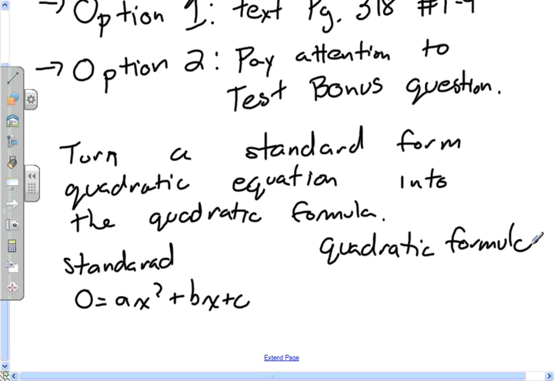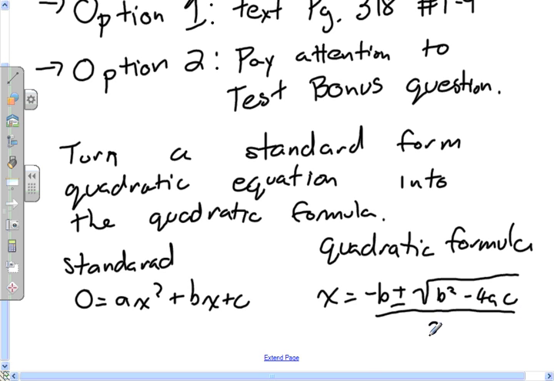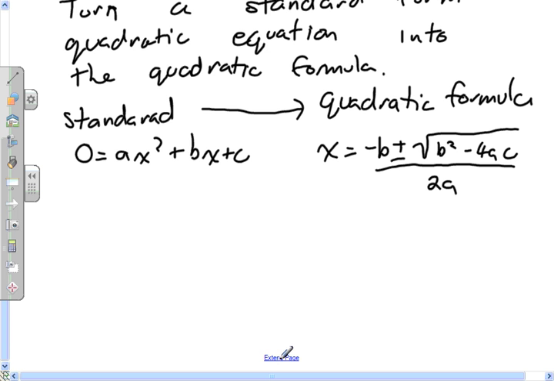Sorry, yeah, after the quiz. x is equal to, so you have to set this formula equal to x. x is equal to negative b plus or minus the root of b squared minus 4ac over 2a. So we'll start to learn this formula in the upcoming days. But your bonus question is to go from standard to quadratic formula, and I'm going to show you right now how to do that.